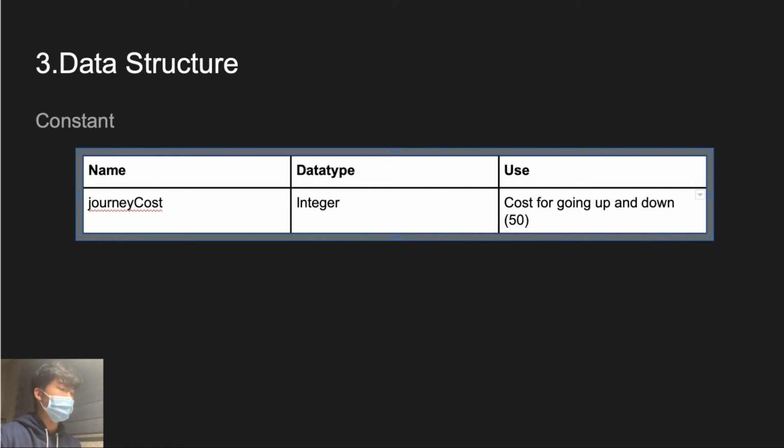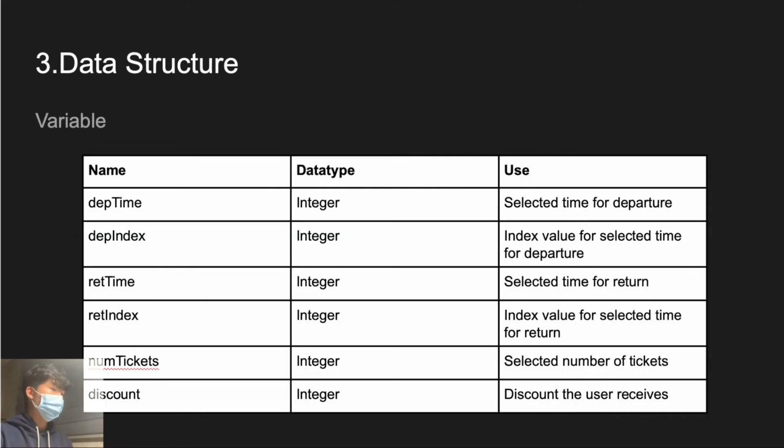departing and returning. So for variables, 6 main variables are used in the pre-release task 2. So first, dep time variable is used, which is an integer variable, and this is used for storing selected time for departure. And dep index is used, and this is also an integer variable, and it is used to store the index value for selected time for departure.